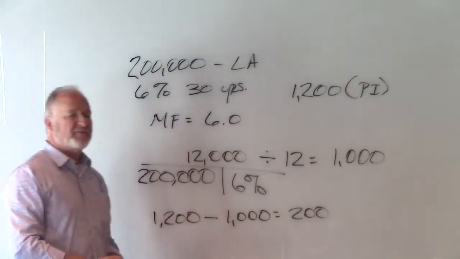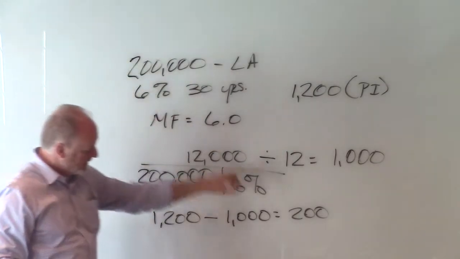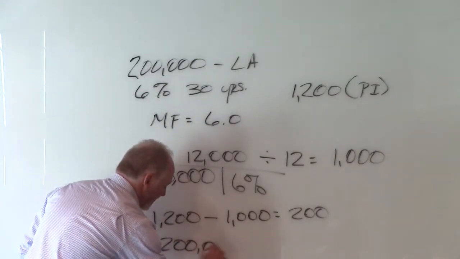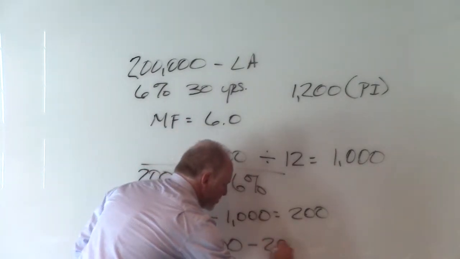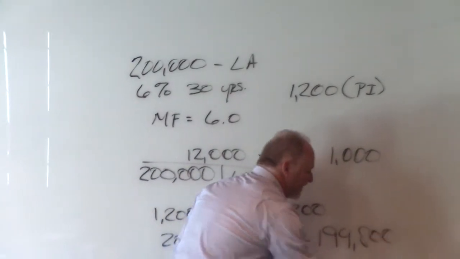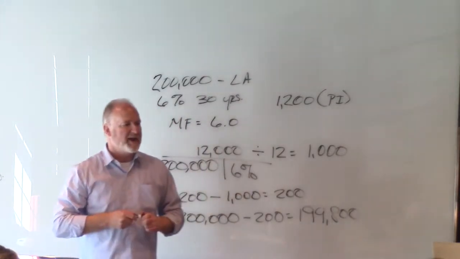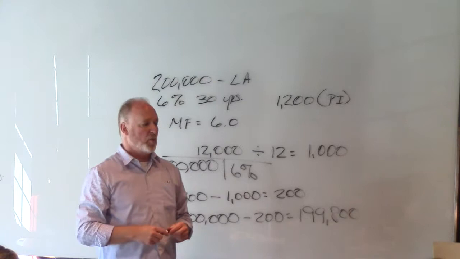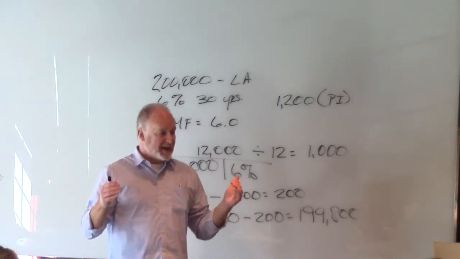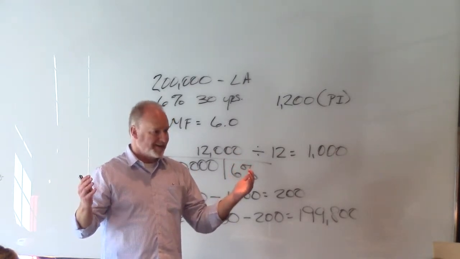So what's your balance after a monthly payment? You started off at 200,000. You paid down 200. Minus 200 equals $199,800. You made a $1,200 payment. Only 200 of it went to paying off your loan. If you ever wonder why banks build large monuments to themselves, this is it.